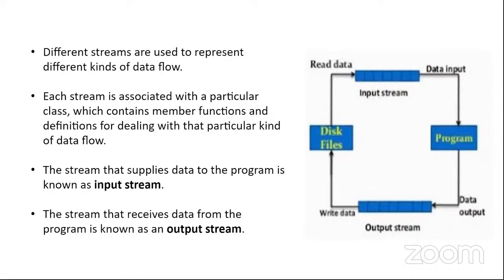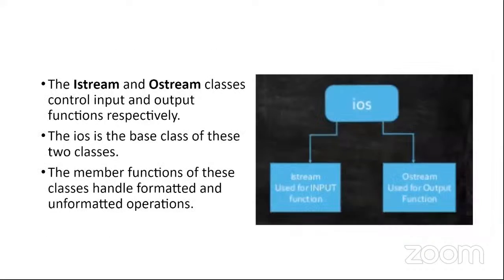Each stream is associated with a particular class which contains member functions and deals with the particular kind of data flow. The stream that supplies data to the program is input stream, and the stream that receives data from the program is output stream. ios is the base class, and istream and ostream classes control input and output functions. The member functions of these classes handle formatted and unformatted operations. Examples of formatted operations include the precision function, which is in the ios class.